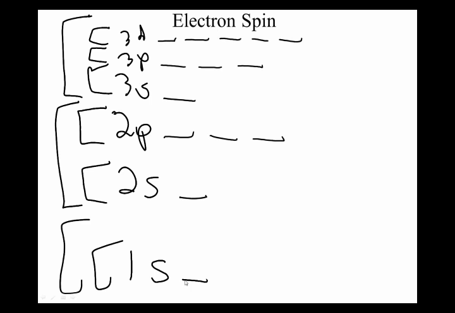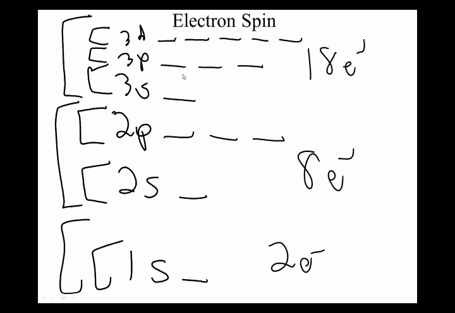1, 2. So in the first shell, we can only get 2 electrons. In the second shell, I can get 1, 2, 3, 4, 5, 6, 7, 8. And then in the third, 1, 2, 3, up to 18. So 2 electrons in the first shell, 8 electrons in the second shell, 18 electrons in the third. So hopefully that gives you a little bit of a picture of what it's looking like. In the next set of lectures, I'm going to talk about how we actually determine electron configuration.